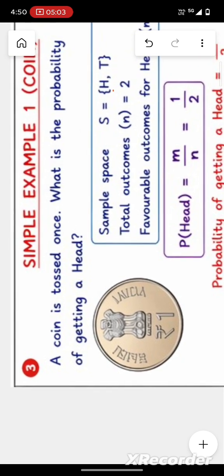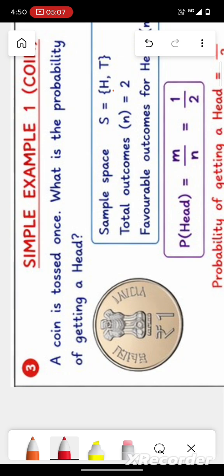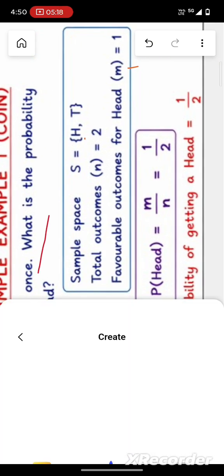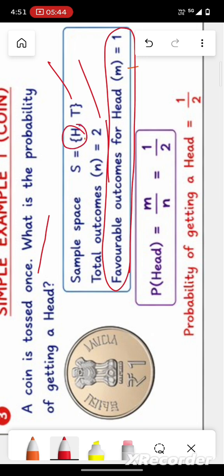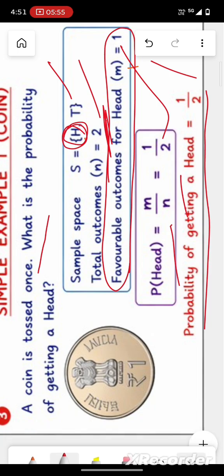Example 1. A coin is tossed once. What is the probability of getting a head? First find all possible outcomes. When tossing a coin, all possible outcomes are whether we will get a head or a tail. The sample space is H, T. Total outcomes is 2, so N is equal to 2. Favorable outcomes for getting a head is only 1. Then the probability of getting a head is M by N, which is 1 by 2. So therefore the probability of getting a head is 1 by 2.